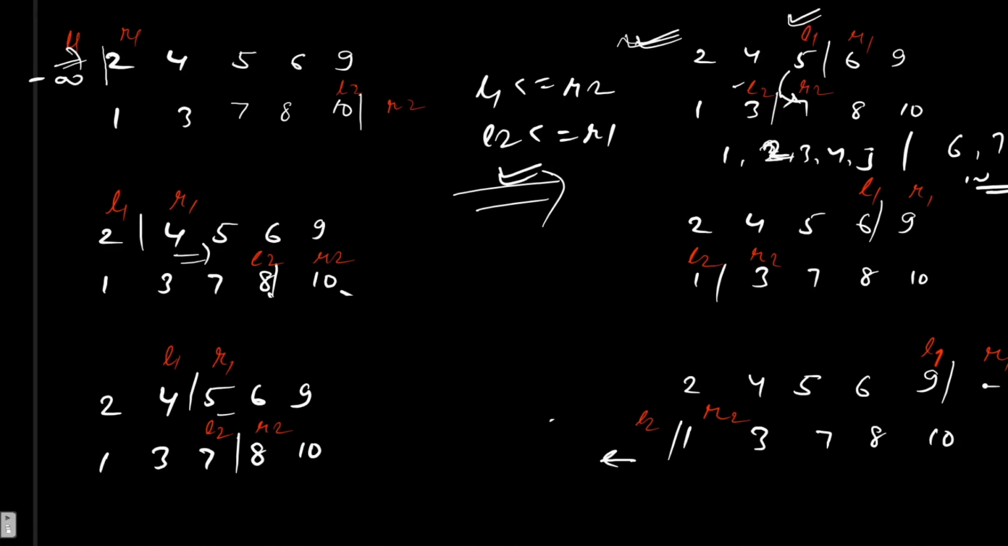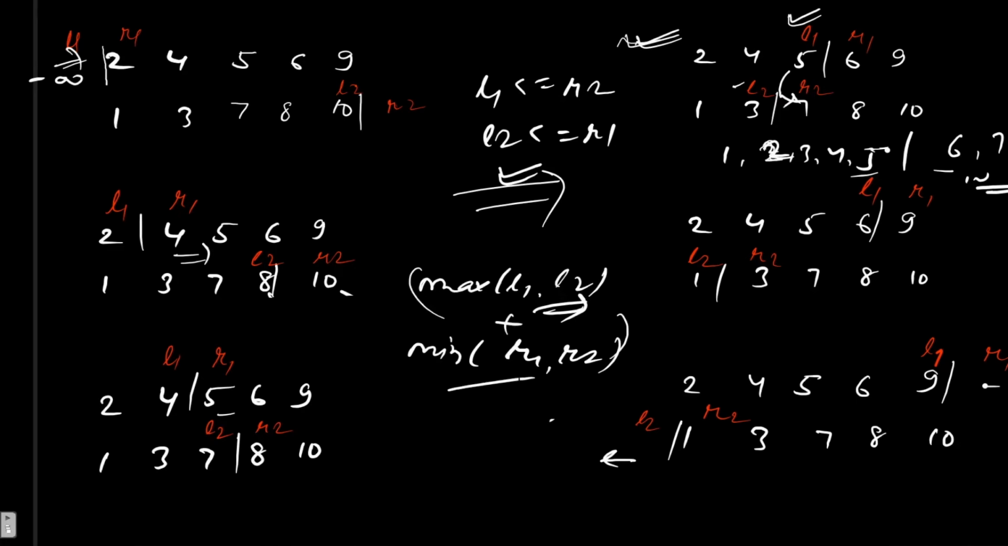Here we can see that those two middle elements are 5 and 6. There are two elements L1 and L2 on the left side, and two elements on the right side, R1 and R2. The maximum among L1 and L2 is going to be one element, and the second element is going to be the minimum among R1 and R2. So these are the two elements. In that case, if it is even, we can sum these two and divide by 2 and return it.